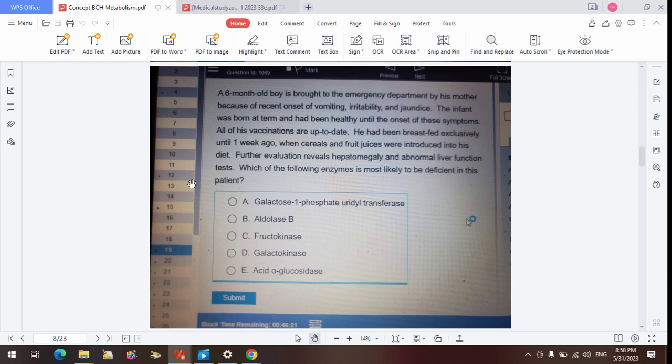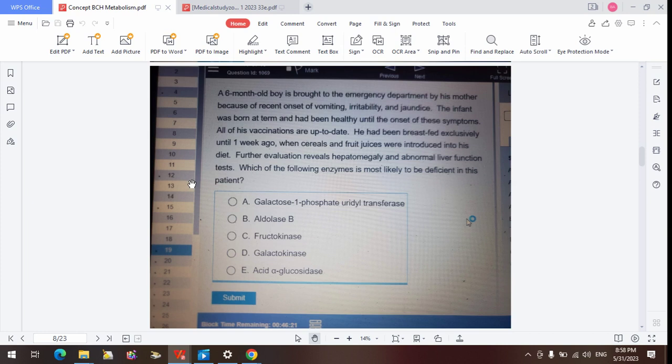Okay, let's start. What is the carbohydrate that is in fruit juice? Fructose. So that means, since this person is having vomiting, irritability, and jaundice, that this is a severe form of fructose problem.